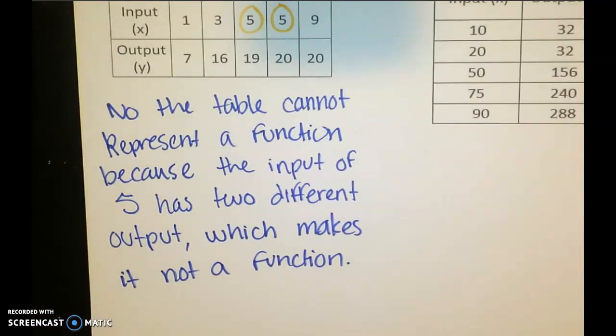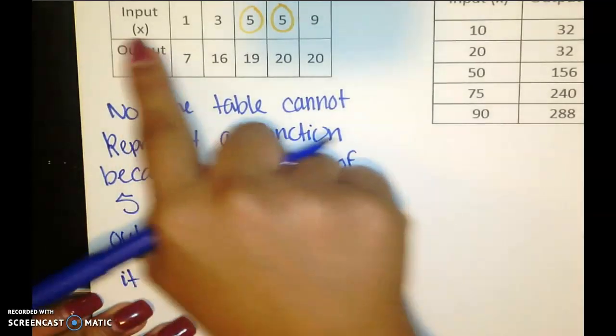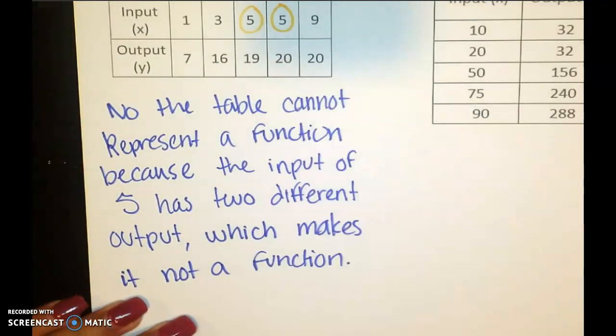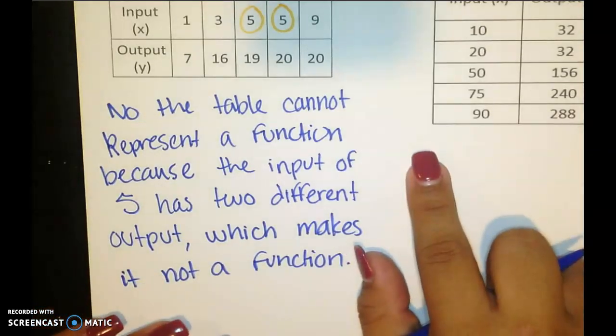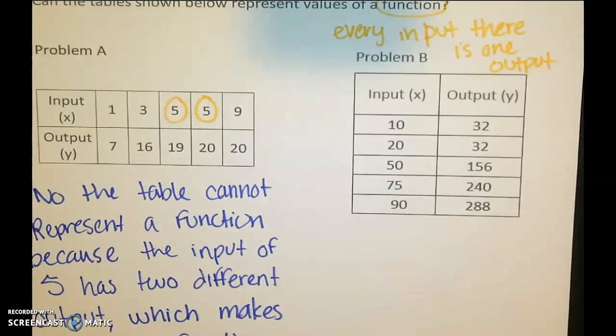All right. Just to recap, we said no, the table cannot represent a function because the input of 5 has two different outputs, which makes it not a function. So my x values, I see I have 2, 5. It automatically makes it not a function. So every input, there's only one output. So now let's take a look at this table. So I don't know if you just caught that. If I know my x values or my inputs are repeating, then I know it is not a function. So let's try to take that little shortcut in this next one.